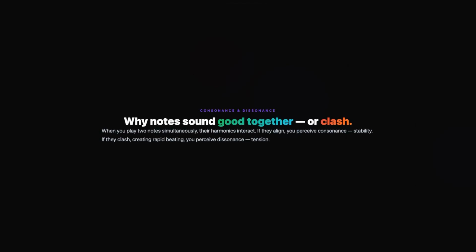The harmonic series doesn't just explain timbre, it's the foundation of why certain notes sound good together and others clash. When you play two notes simultaneously, their harmonics interact. If those harmonics align or nearly align, you perceive consonance, a sense of stability and resolution. If they clash, creating rapid beating between close frequencies, you perceive dissonance, tension that wants to resolve.